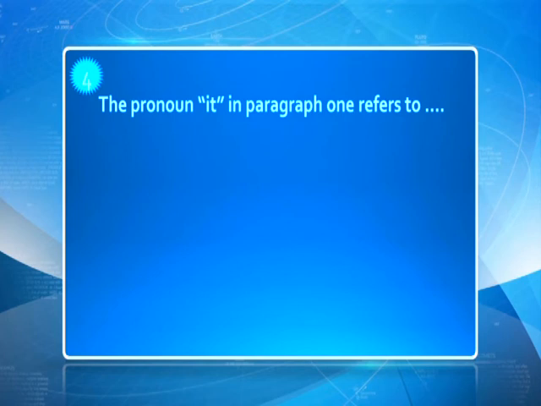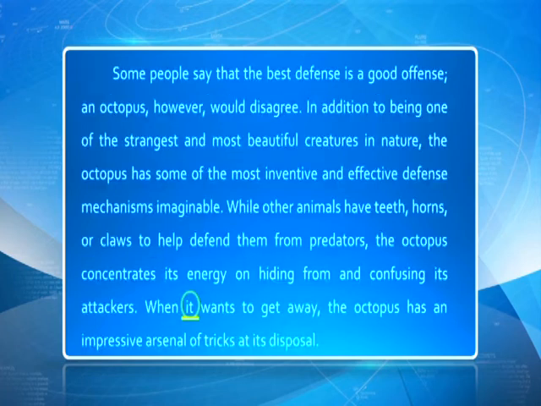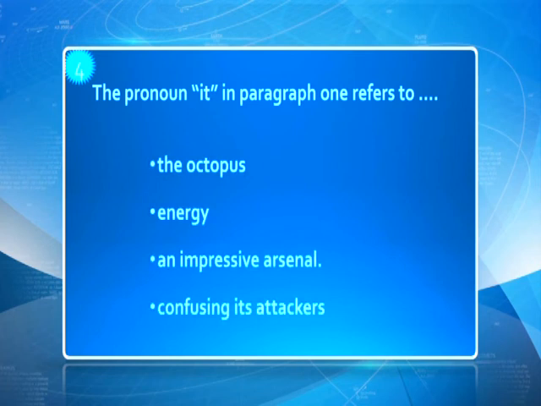Question 4, the pronoun it in paragraph 1 refers to what? The octopus, energy, an impressive arsenal, or confusing its attackers? Here is the pronoun, it's blinking. So when it wants to get away, the octopus has an impressive arsenal of tricks at its disposal. Now I am reading the sentence wherein I find the pronoun. And notice that I can answer the question because it here refers to the octopus. Also, if I read the previous sentence, the sentence that is coming prior to this sentence, then I can come up with the idea that it refers to the word the octopus. Okay? So to answer this question, the right answer is the octopus. Pronoun it refers to the octopus.